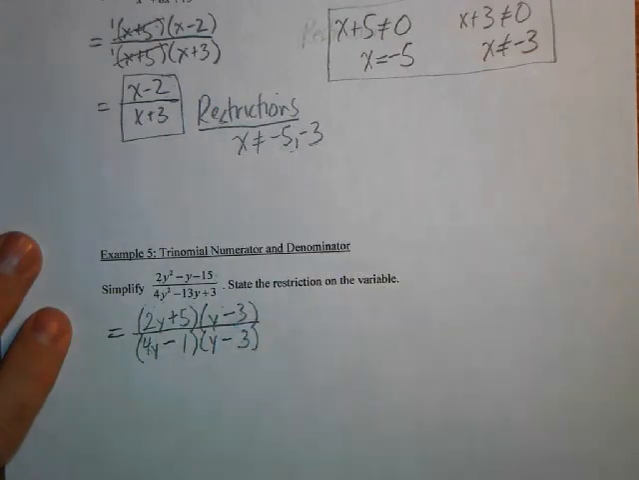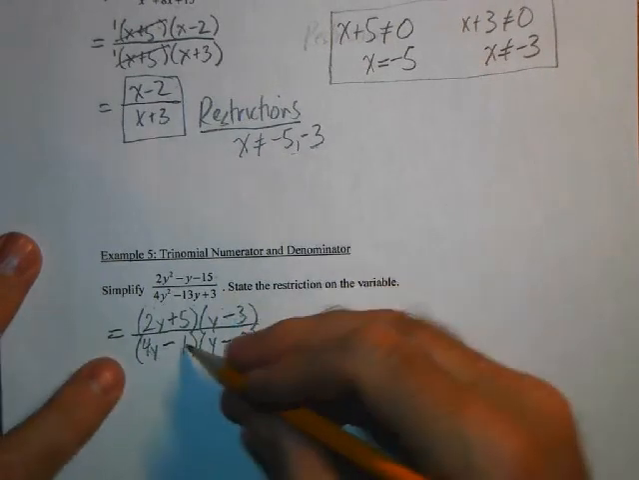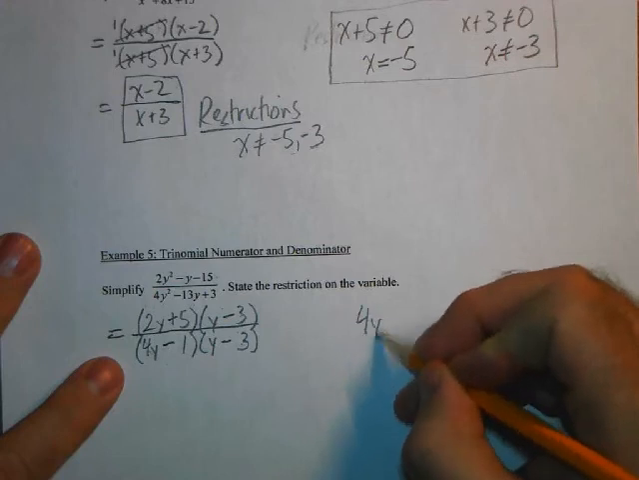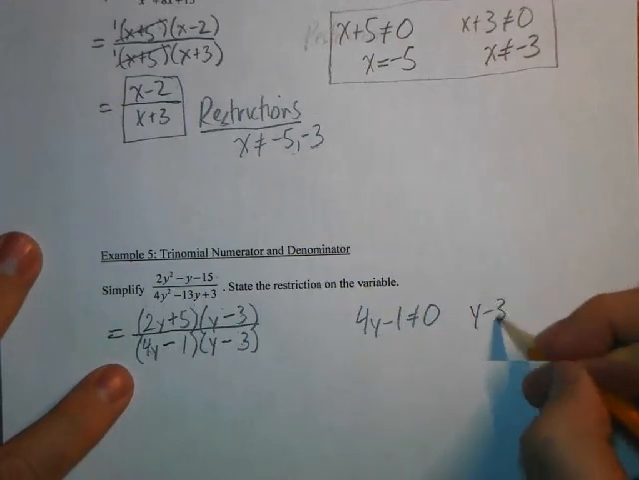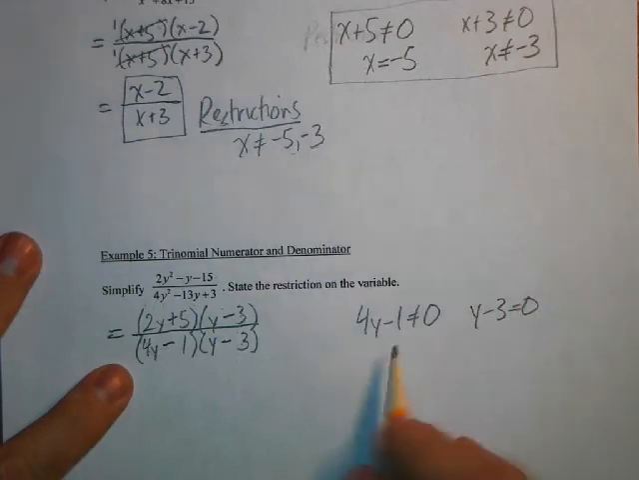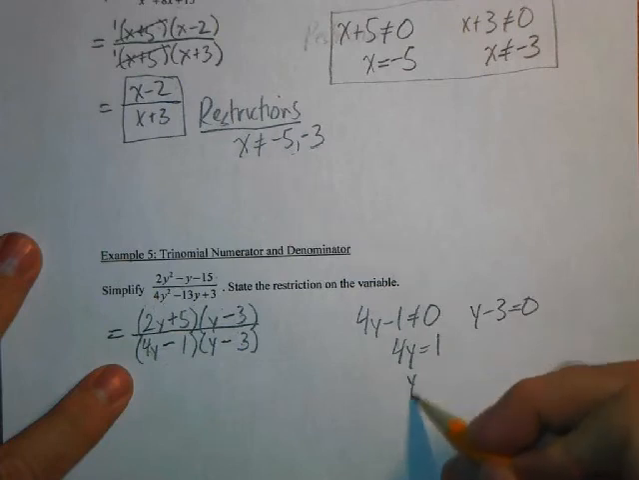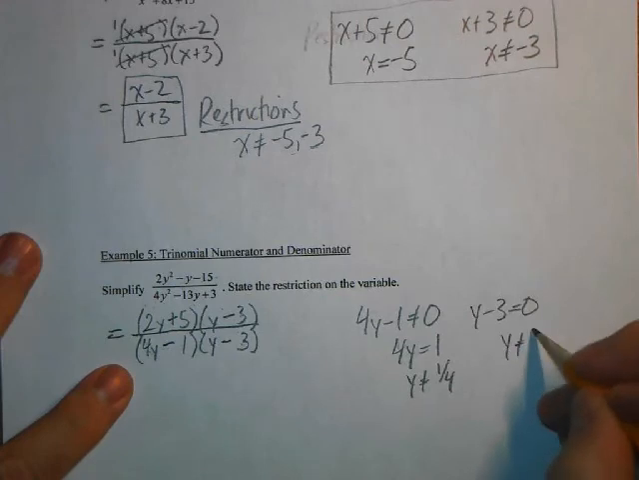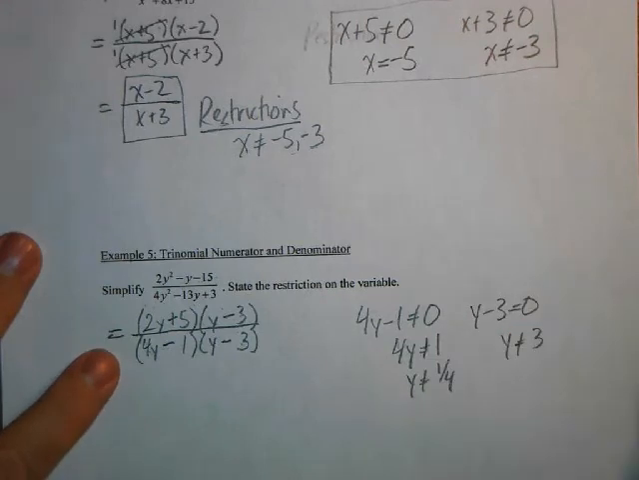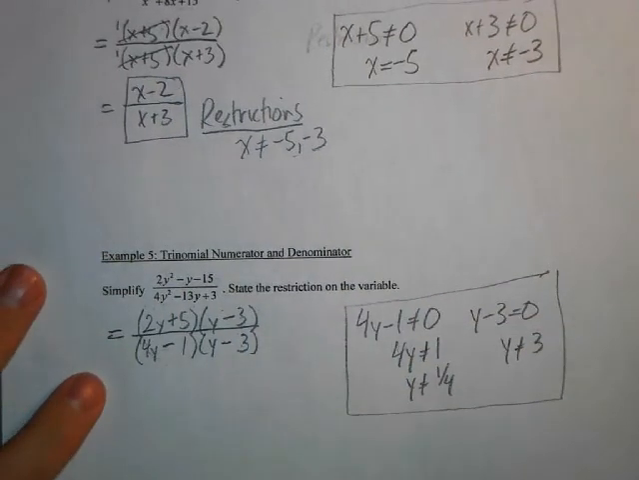But before I do that, again, let's look at the restrictions. I can see from the restriction that 4y minus 1 cannot be 0, and also y minus 3 can't be 0. This reduces to 4y cannot be 1, therefore y cannot be 1/4 or 0.25, and y can't be 3. Okay, so there's my restriction work, which I'll add into my answer.